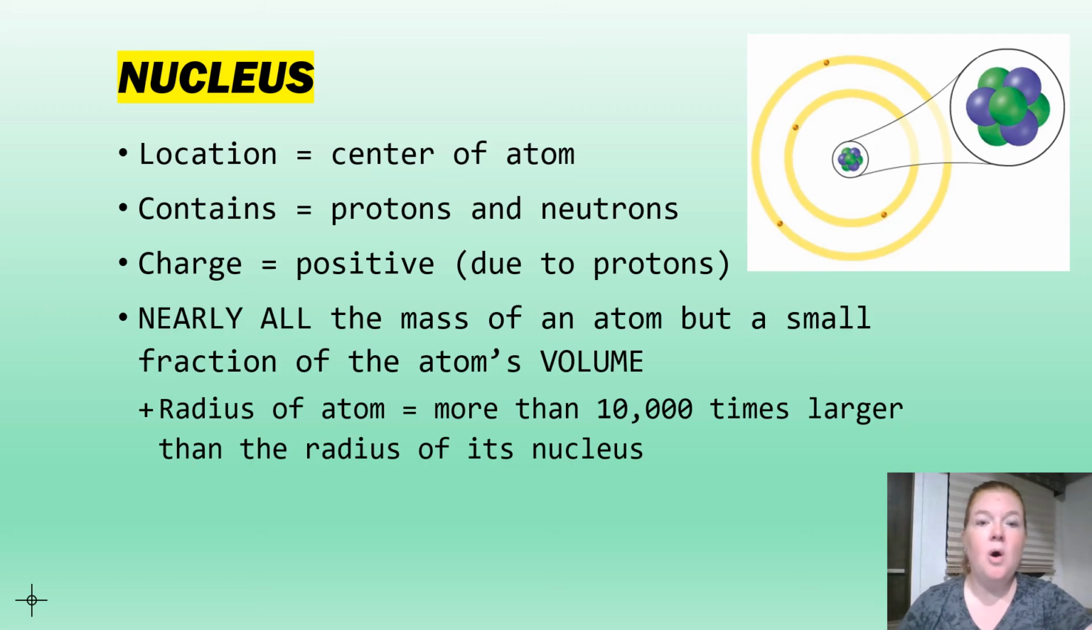And then nearly all of the mass of an atom is found in the nucleus, but only a small fraction of the atom's volume. So if we consider the radius of an atom as a whole, it's more than 10,000 times larger than the radius of its nucleus. So imagine a marble in the middle of a football stadium. That's relatively comparing the nucleus to the size of the atom.